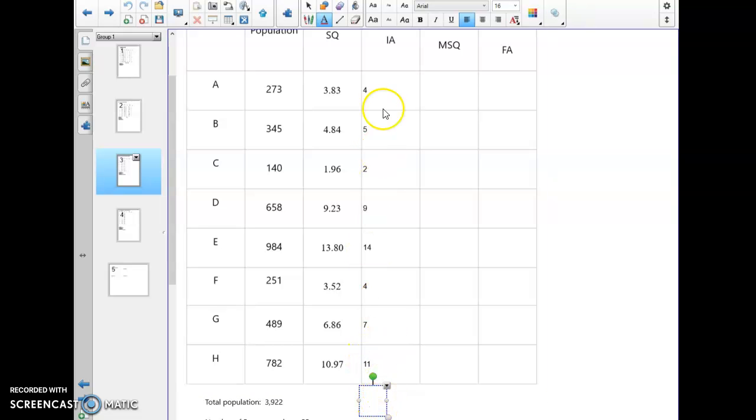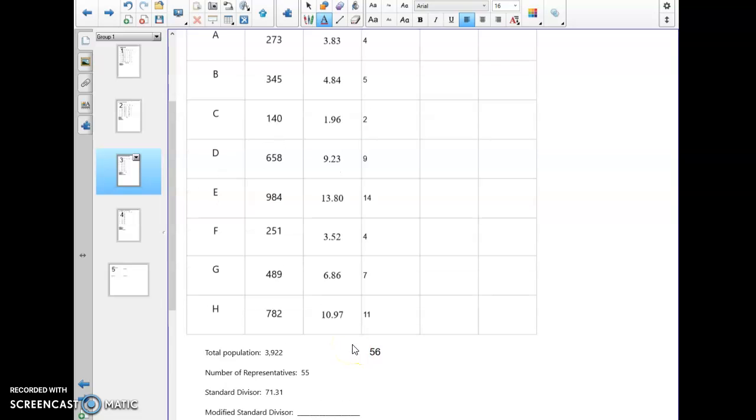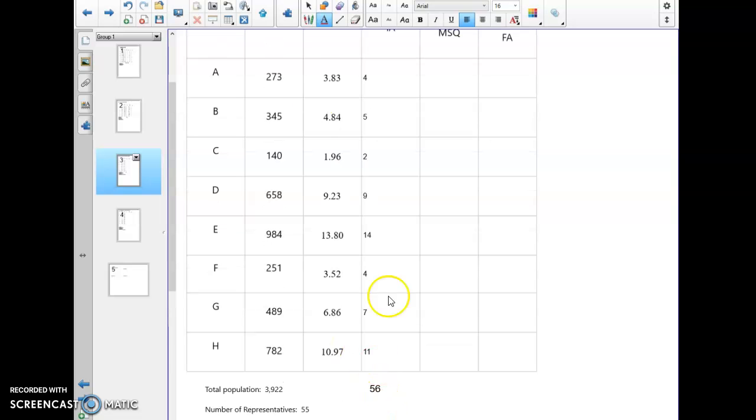Now we're going to add that up. 4 and 5 is 9. 9 and 2 is 11. 11 and 9 is 20. 20 and 14 is 34. 4 is 38. 38. And 7 is 45. 45 and 11 is 56. So now I have one too many votes. Okay, so now I need to reduce the amount of votes I have by 1.